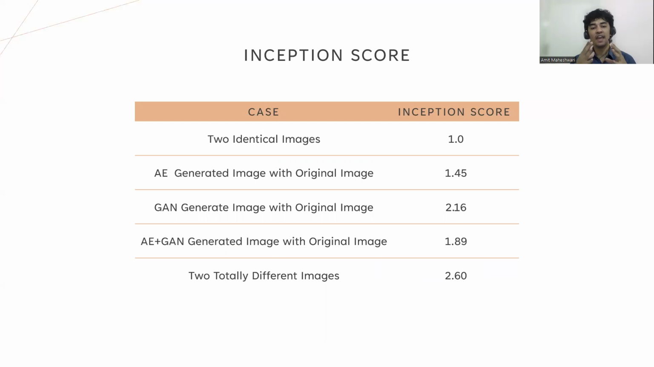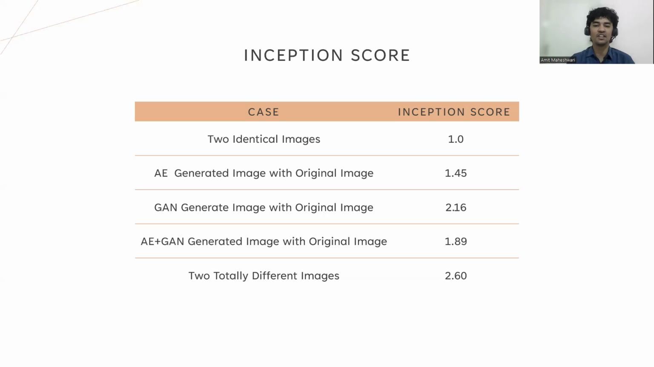And the GAN generated image has an inception score of 2.16, which is closer to the different images rather than the similar images. But the AE plus GAN generated images have an inception score of 1.89, which is well balanced, right? From the identical image to the different image, 1.89 stays in between. So we can say that the image stays valid for the class for which we are going to augment the data. Also, it retains that diversity itself, right?